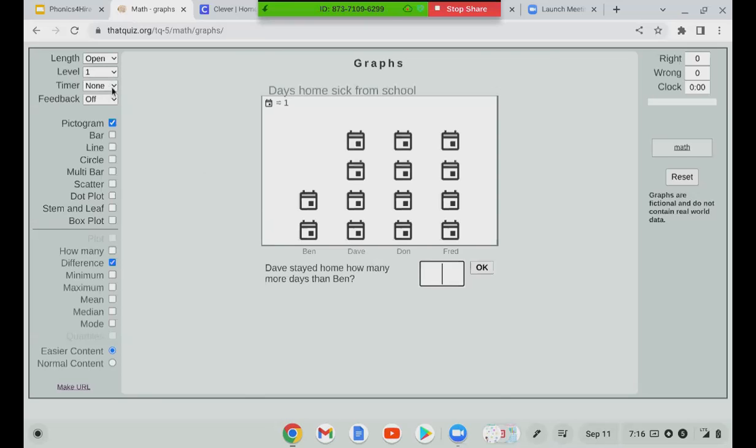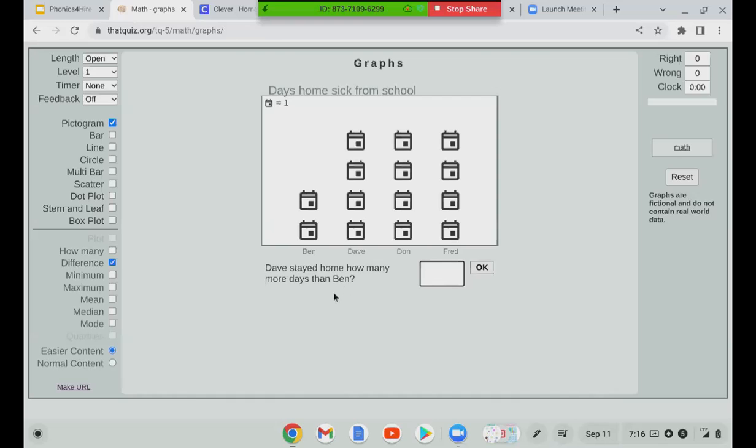They won't be timed, so we're going to leave the timer off. Leave the feedback off as well, unless you just want to be able to know why your child may have missed it while you're going through the problem, so you can better explain why they missed what they missed. But I did want to show you all what's going on when we're asking how many more or how many fewer. So the question says, Dave stayed home how many more days than Ben?